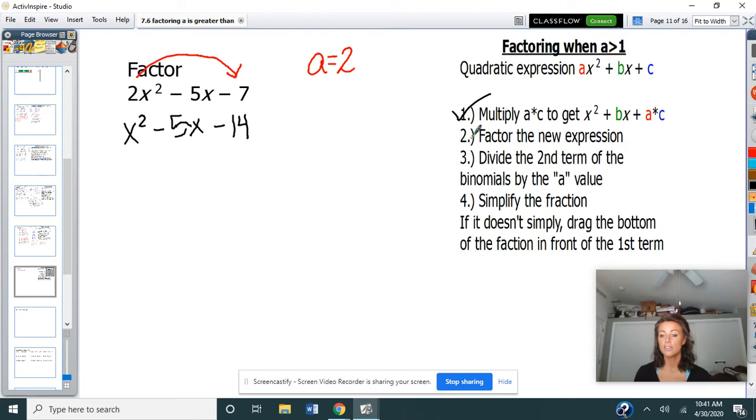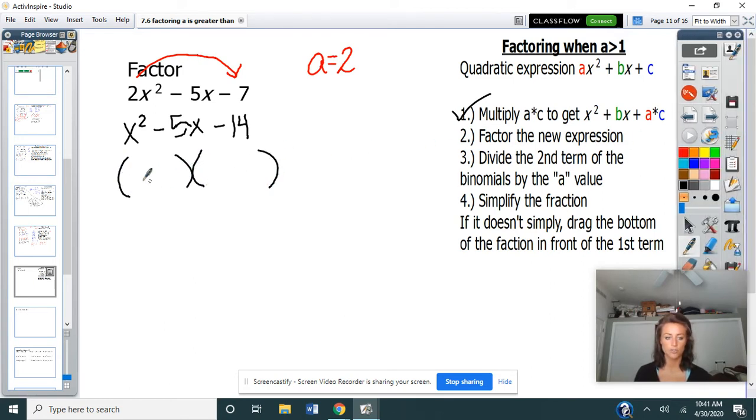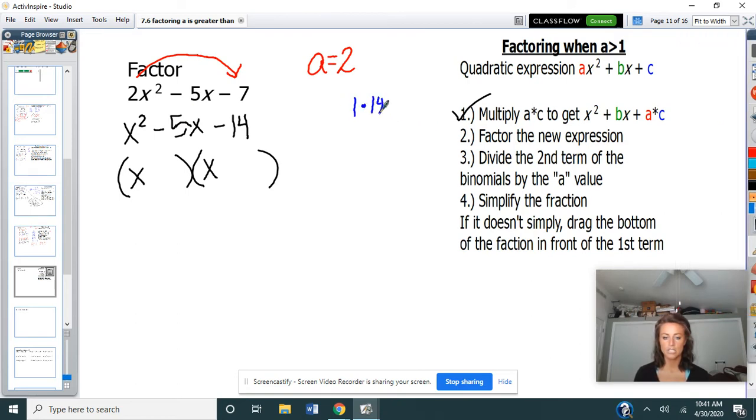Step 1 is done. Then you're going to factor the new expression. So this factors, remember the first 2 terms have to multiply to give me x squared. So that's x times x gives me x squared. The last 2 terms have to multiply to give me negative 14 and add to give me negative 5. So what factors give me 14? 1 times 14, 2 times 7. That's it. But there needs to be a negative on one of them. So which one is going to be negative so that when we add them, we get negative 5? Well, this doesn't add to give me 5, and it doesn't subtract to give me 5, so we're not going to use this. So it's going to be these two.